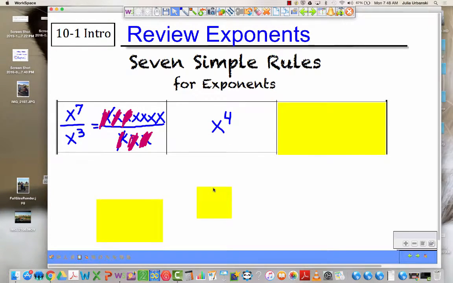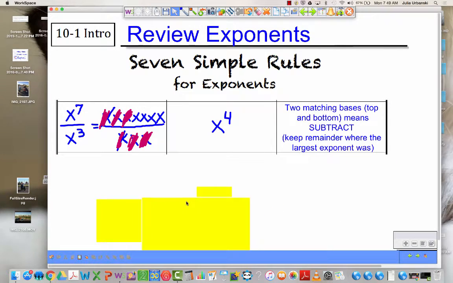That's what's really happening. Now, what's the shortcut that we usually just use? Just subtract. Good. When one's on top and one's on bottom, you subtract them. And here's the thing: your answer, your remainder, goes where the highest number was to begin with. Whether it's on top or bottom, it doesn't matter. Here, the 7 was on top, so our answer, x to the 4th, is on top. So 2 matching bases, where one's on top and one's on bottom, means subtract.